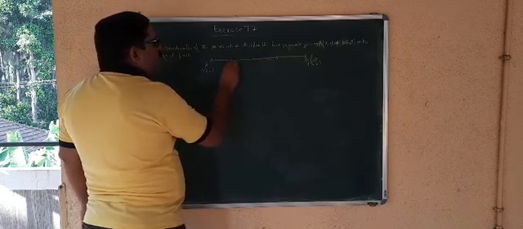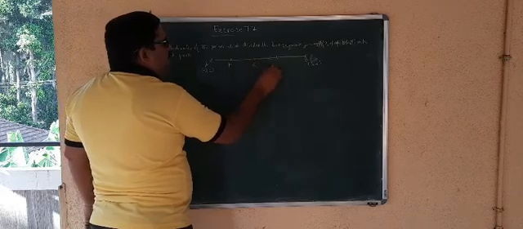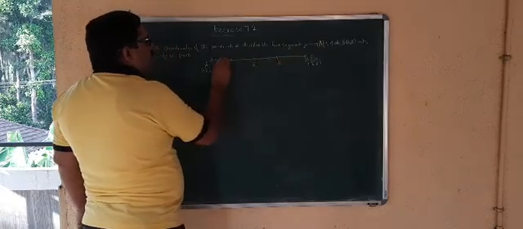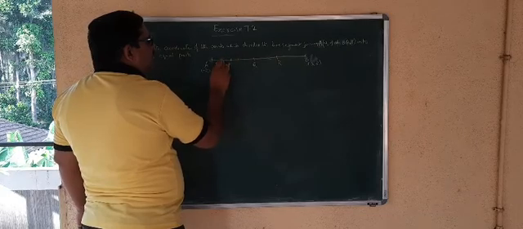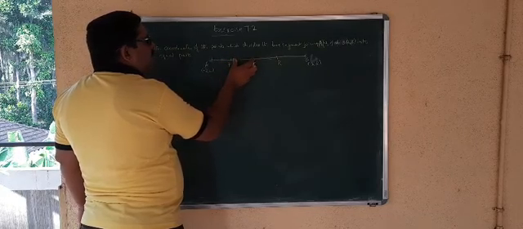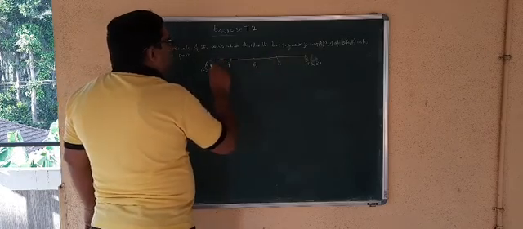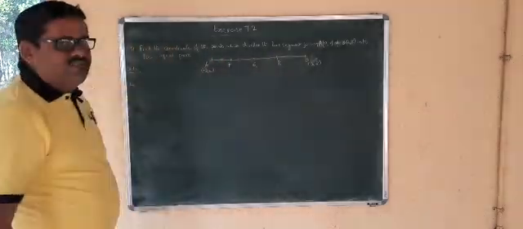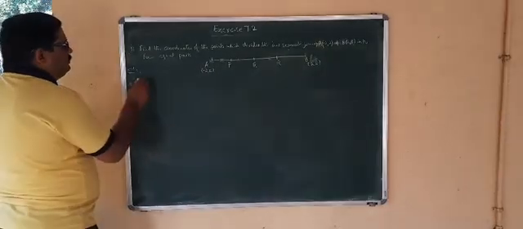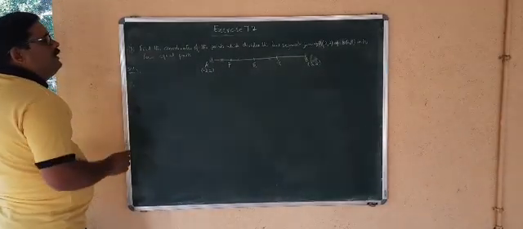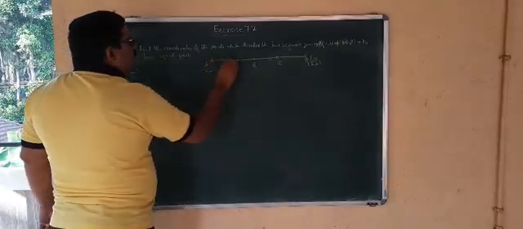Suppose this is point P, and this is point Q, and this is point R. These distances are equal. That means it is divided into 4 equal parts. So, start with this rough diagram.